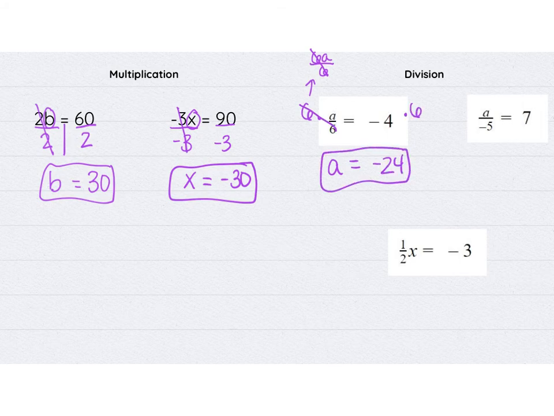Again, whatever you do to one side, you have to do the other, because it's an equal sign equation. This one has a negative, but that doesn't matter. We still multiply by the denominator, so those go away. A is equal to -35.